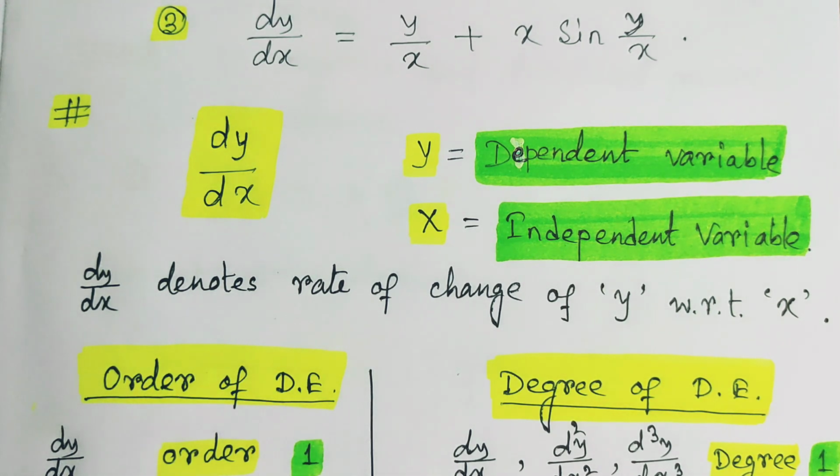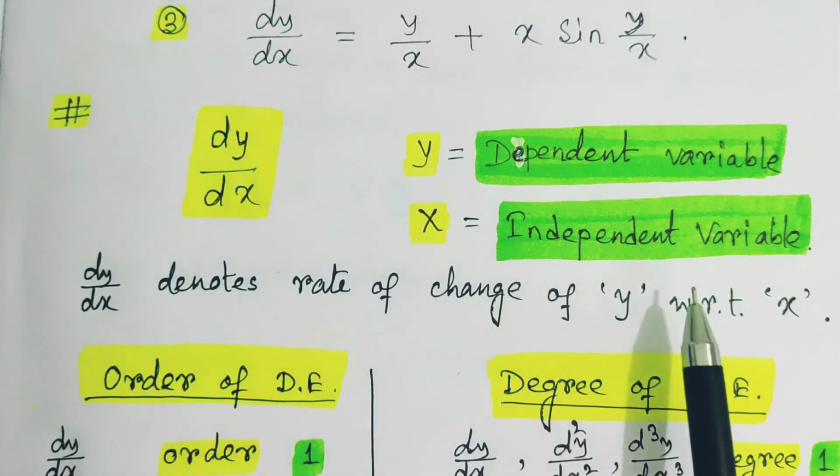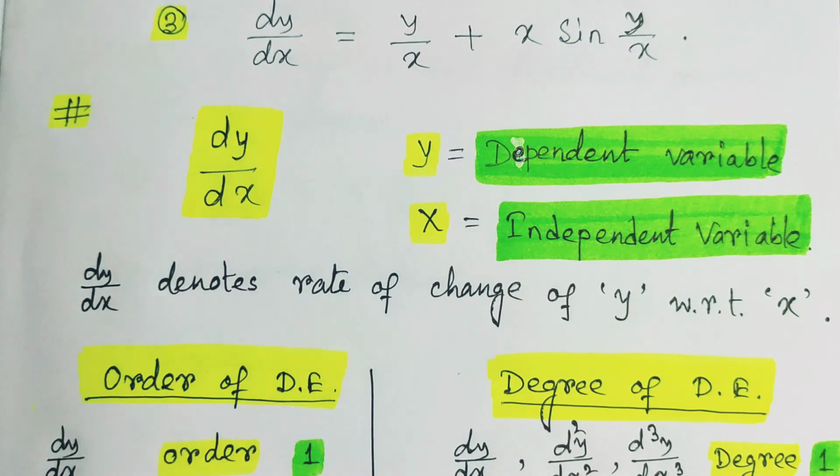dy/dx, this one is the rate of change of y. What is y? y is the dependent variable here and x is the independent variable. Any derivative in the form dy/dx or whatever it be, the variable remaining in the denominator is the independent variable and the numerator is the dependent variable.